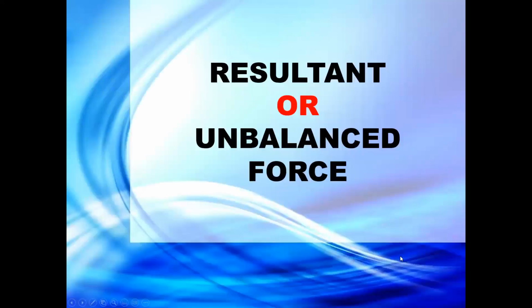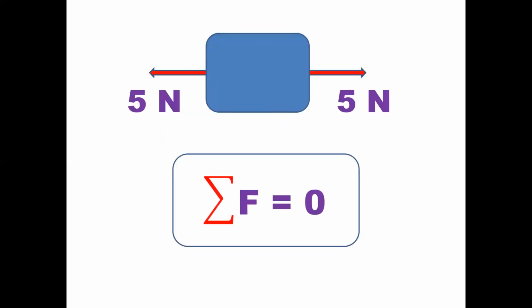Inertia is emerging from mass and velocity. Now I come to another famous O-level concept, resultant or unbalanced force. Resultant force means a force which is active on an object. One example, which is a very good one to recall: 5 Newton on the right side and 5 Newton on the left side, the resultant force will be equal to zero.